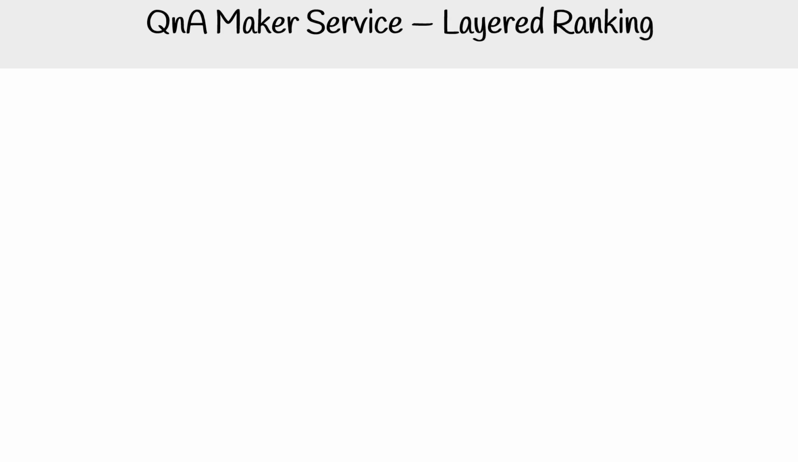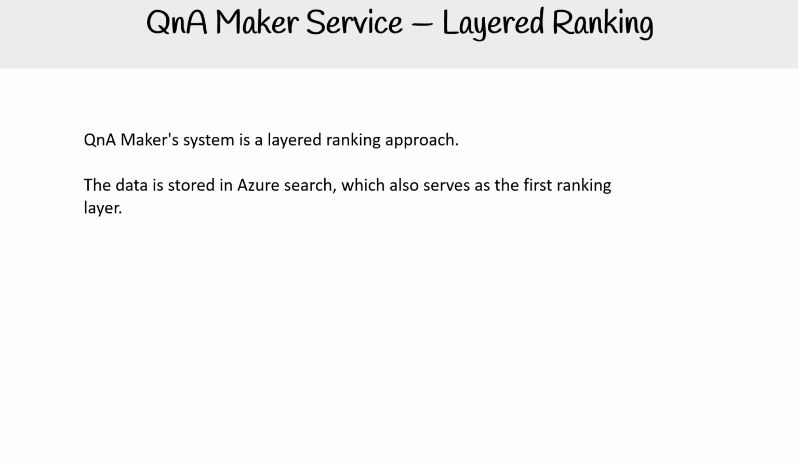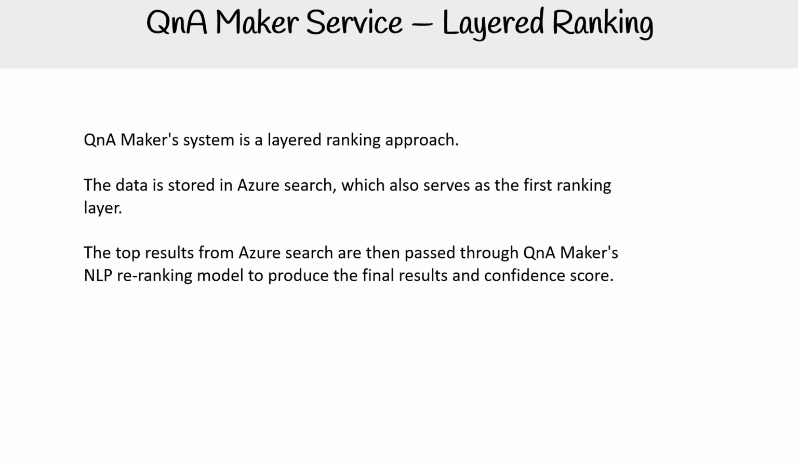There's a concept of layered ranking. QnA Maker system uses a layered ranking approach. The data is stored in Azure Search, which also serves as the first ranking layer. The top results from Azure Search are then passed through QnA Maker's NLP re-ranking model to produce the final results and confidence score.